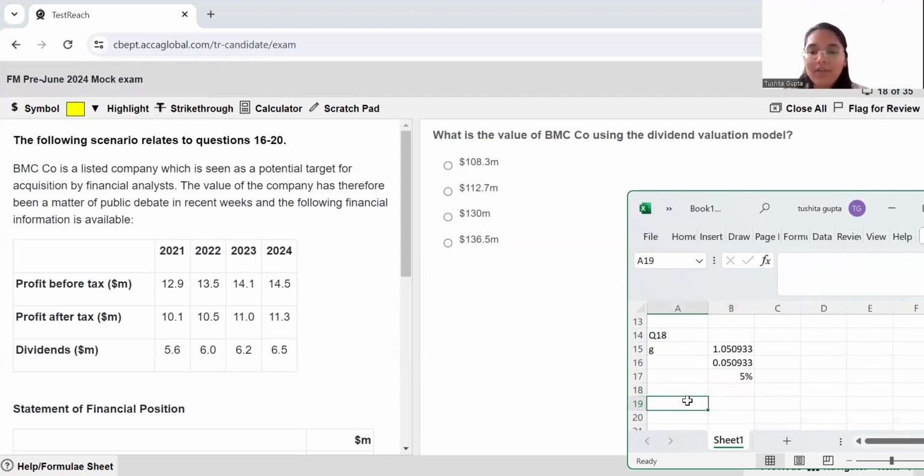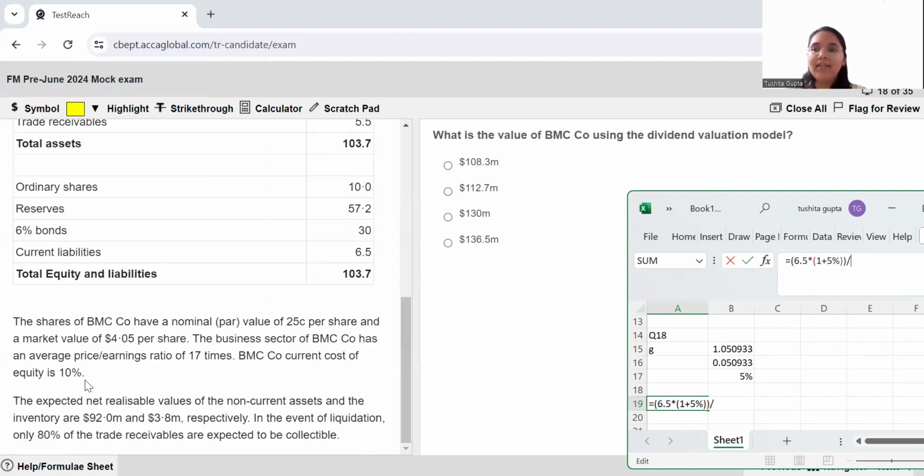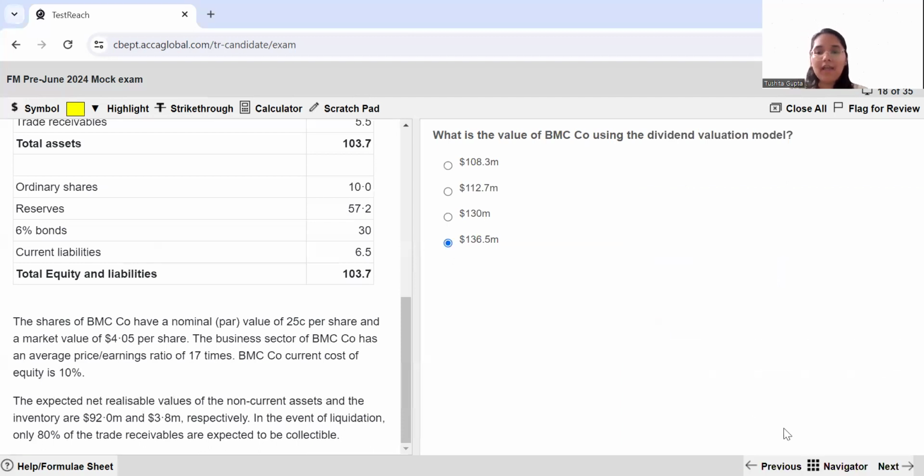Now the formula which we have learned to calculate the value of the shares is basically your dividend D1. So 6.5 over here is your dividend multiplied by 1 plus 5%. This is your numerator. Then you divide this whole thing by the cost of equity minus the growth rate. Cost of equity is 10%, and 10% minus the growth rate of 5% gives you 5% again. So you arrive at an answer of 136.5.